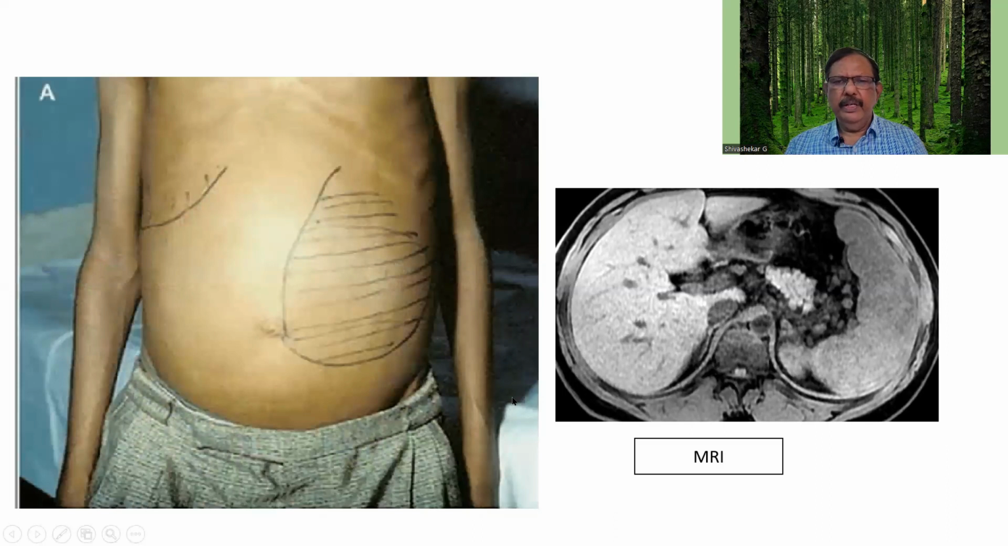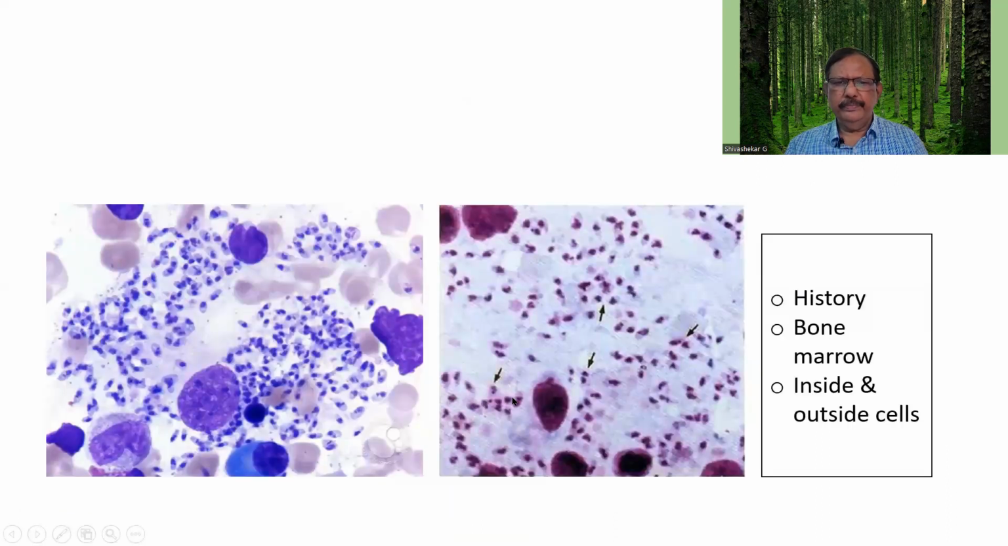So this is the picture that we had seen earlier. I hope the dot and dash is very clear for you. The history is important. A fever with rigor, a patient somewhere from the belt of Punjab to Bihar, bone marrow aspiration, and the inclusions are seen both within the cell and outside the cell.